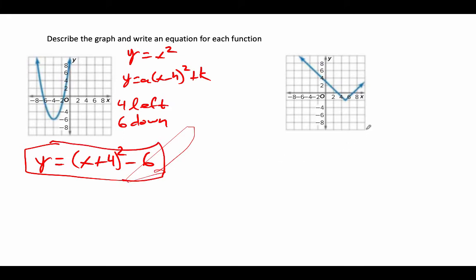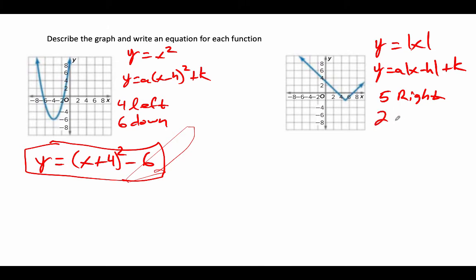There we have it. Okay, this is an absolute value. So the parent function is this one, and we would be dealing with my translations here. And it looks like I went 2, 4, 5 right. I'm looking for that vertex of that V, and then these are counting by 2, so you got to watch out. 2 down. 5 right means the value of h is positive 5. So it's x minus 5, and then down 2.